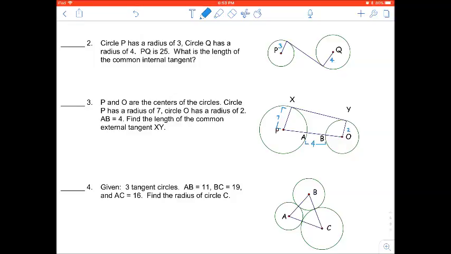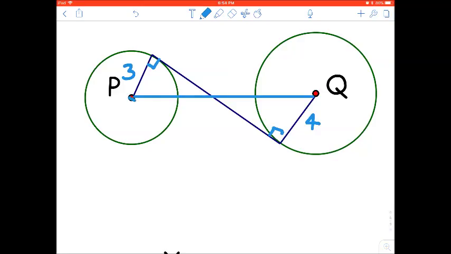Here are two common tangent problems. In this first problem, I've already marked that the radii are 3 and 4. We want to figure out the common internal tangent given PQ is 25. And so if you remember the common tangent procedure, we connect the line of centers. The radii are already drawn into the points of tangency. And then the last piece is to draw a segment parallel to the tangent from the smaller circle center. And then I'm going to draw in this auxiliary segment.